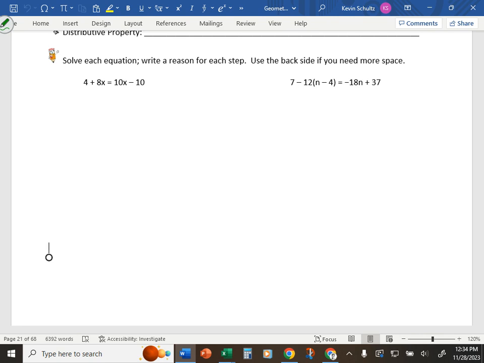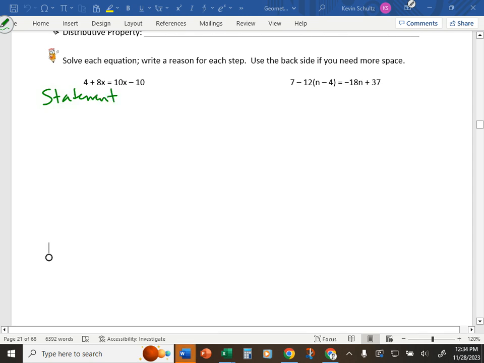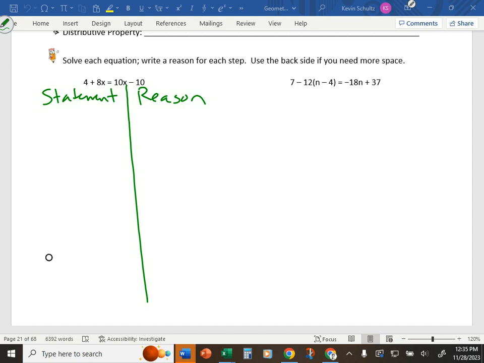Okay, I'm just saying. 4 plus 8x equals 10x minus 10. We're going to solve for x using proofs here. And every single proof that you will ever write has to start with what you know. I kind of jumped the gun here. We're going to make a statement and reason chart. On the left side, make a table that says statement and reason.